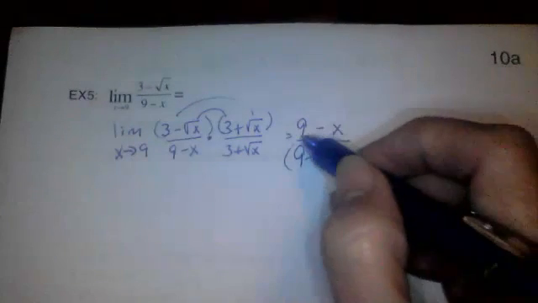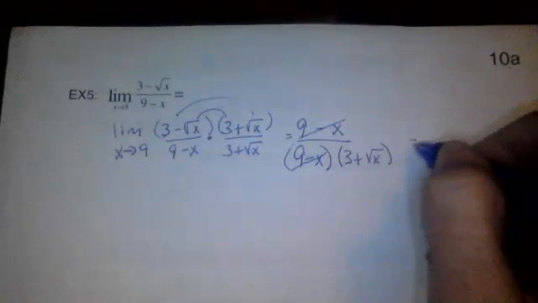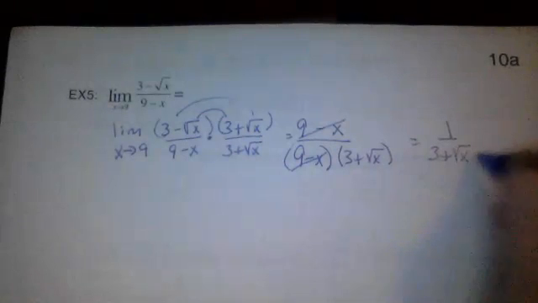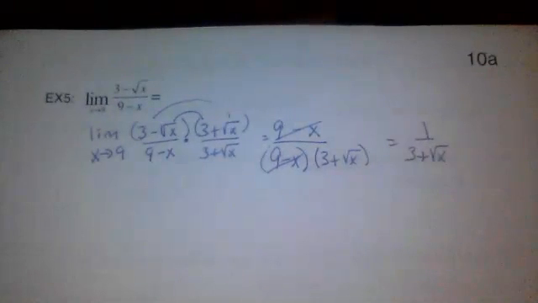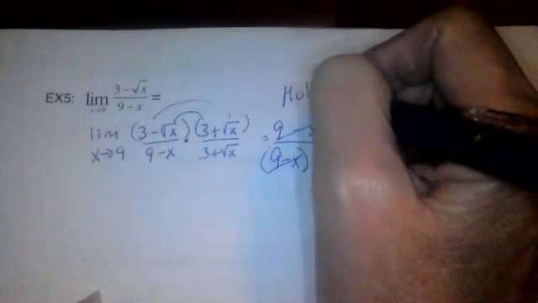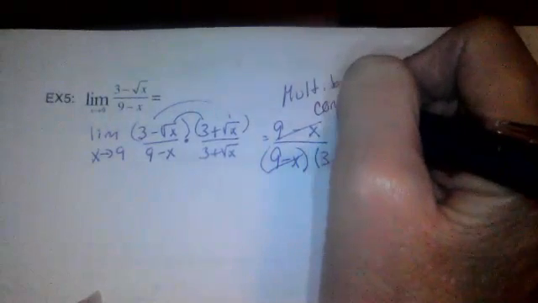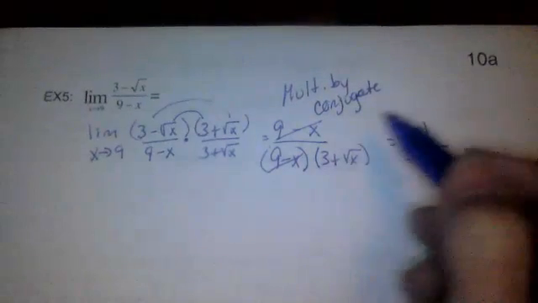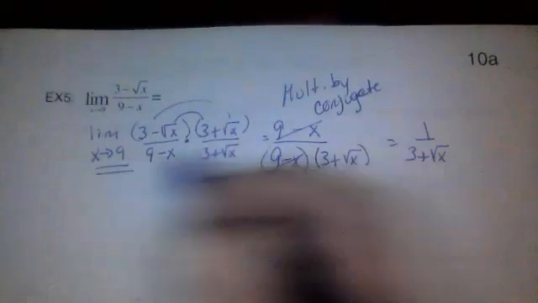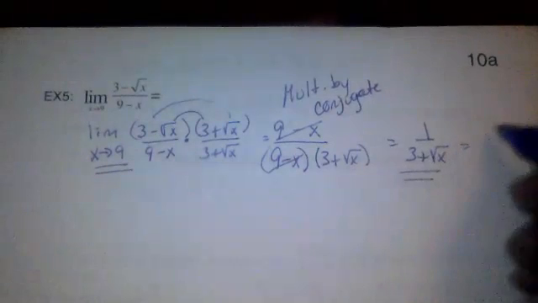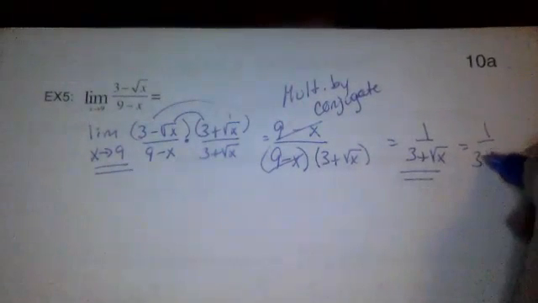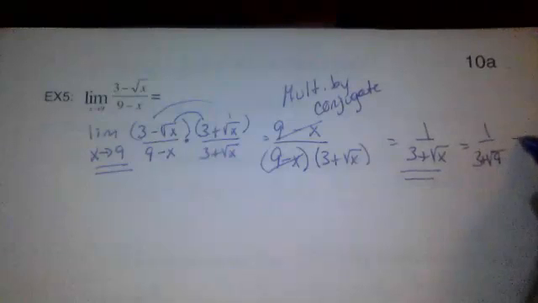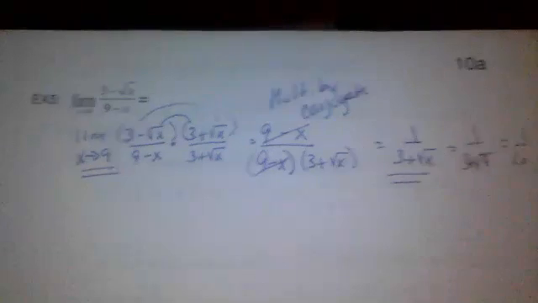Now, the 9 minus x will divide out, and I have 1 over 3 plus the square root of x. So now, after I have multiplied by the conjugate, I'm going to go back and plug in. So I'm going to plug my 9 into this. So 1 over 3 plus the square root of 9 is going to give me 1 over 6.